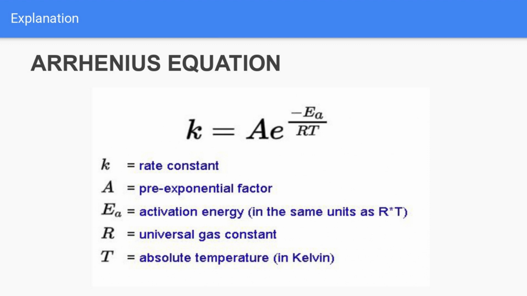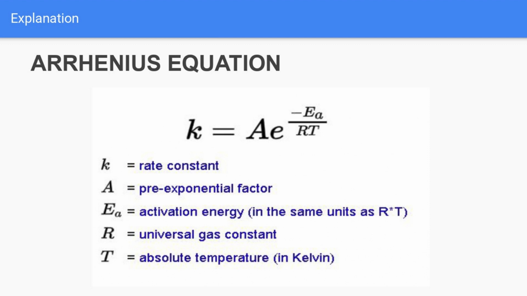Let's see the basic Arrhenius equation. K is equal to A into e raised to minus EA by RT, where K is the rate constant, A is the pre-exponential factor, EA is the activation energy, R is the universal gas constant, T is the absolute temperature in Kelvin. This basic Arrhenius equation can be applied to relate the temperature and viscosity.